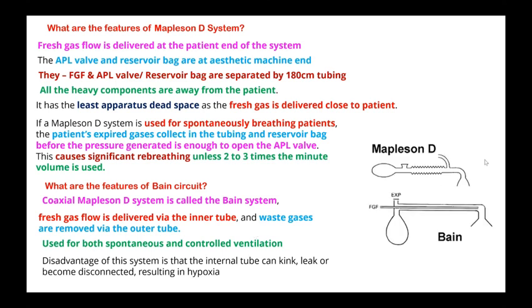So this is the original Mapleson D system, where there is a fresh gas flow, corrugated tubing, the expiratory valve and reservoir bag, and the fresh gas flow has been introduced inside the tube here. So it becomes coaxial, and both the expiratory limb and the valve, as well as the bag, are situated in the same position.